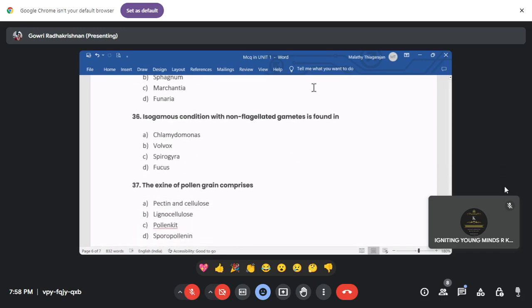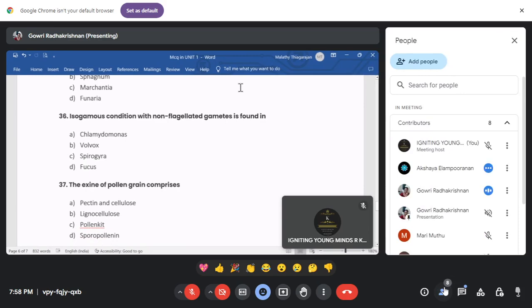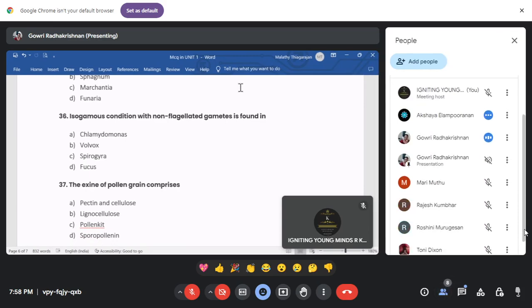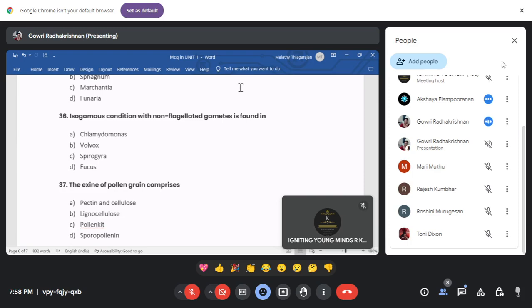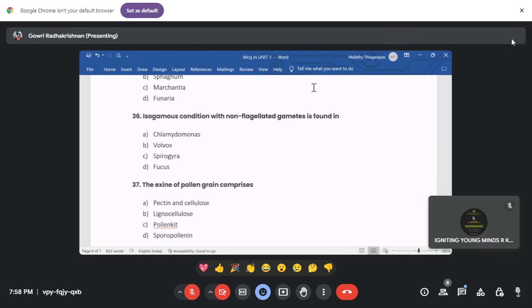Now, the next one. Isogamous condition with non-flagellated gametes is found in? Fucus, ma'am. Option D. D, ma'am. Fucus. Yes, ma'am. Isogamous condition with non-flagellated gametes is found in Volvox, not Fucus.